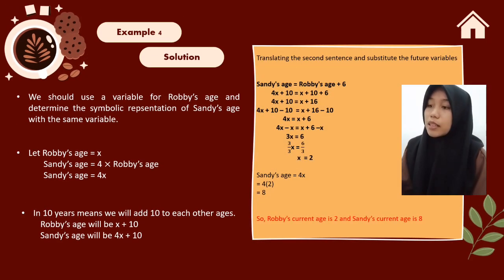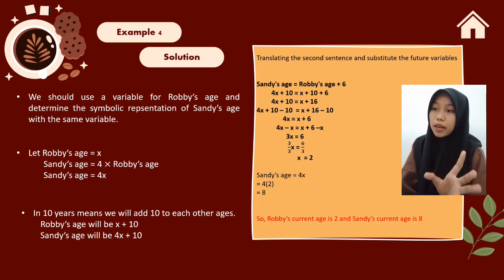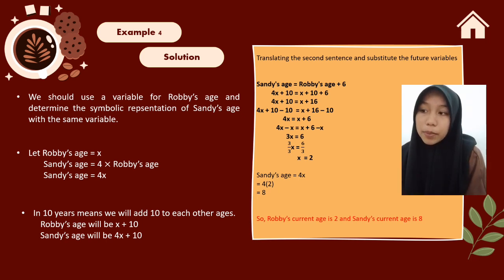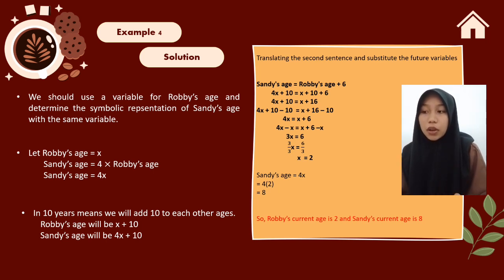This is the solution. We should use a variable for Robbie's age and determine the symbolic representation of Sandy's age with the same variable. Let Robbie's age be x. Sandy's age is 4 times Robbie's age, so Sandy's age is 4x. In 10 years means we will add 10 to each age. Robbie's age will be x plus 10. Sandy's age will be 4x plus 10.